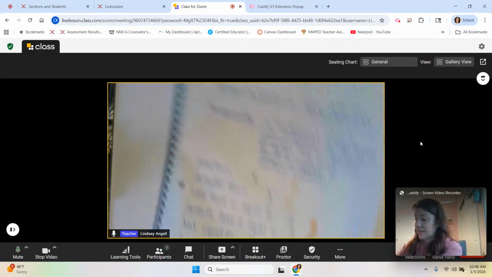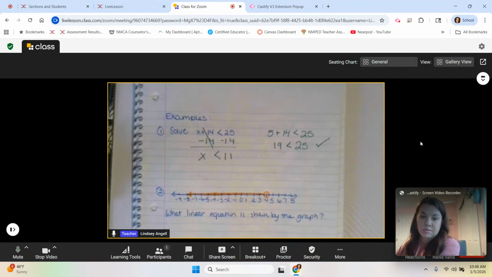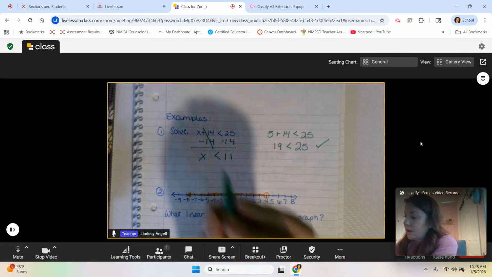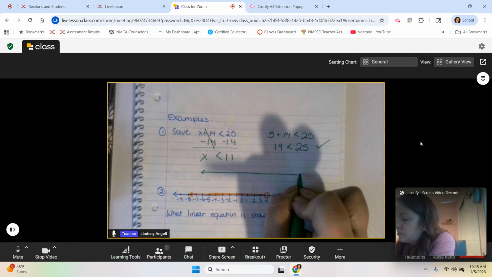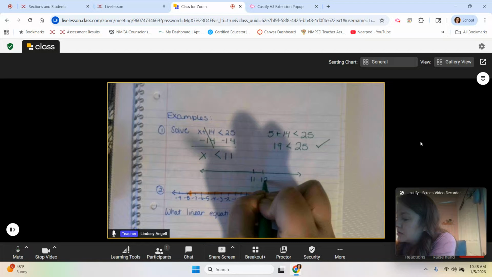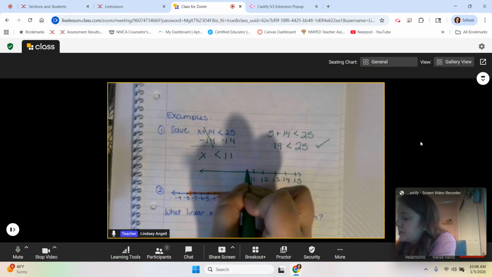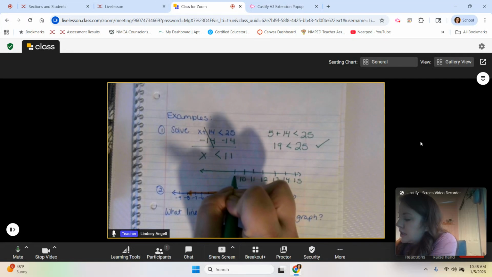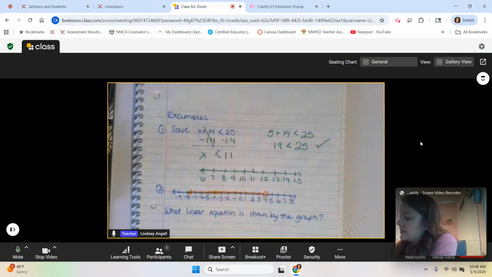So let's practice that. And this is just a little extra. I didn't really plan on doing this, but that's okay. So x is less than 11. If I want to graph that, I'm going to set up a number line. And you can put 11 wherever. I'm just going to put it right in the middle. So then I'll have 12, 13, 14, 15, 10, 9, 8, 7, 6.